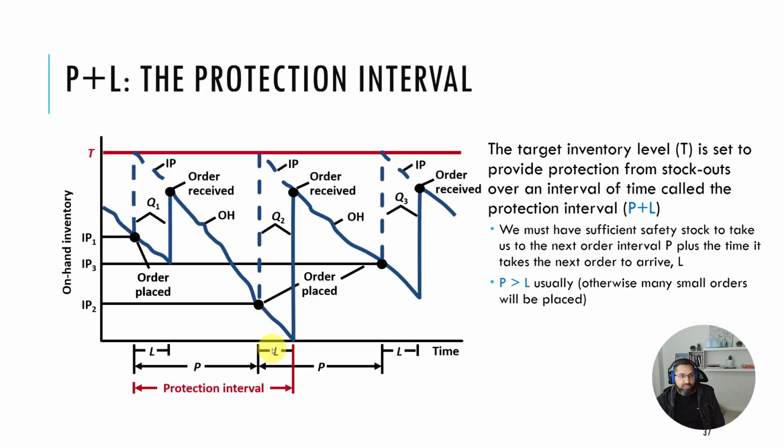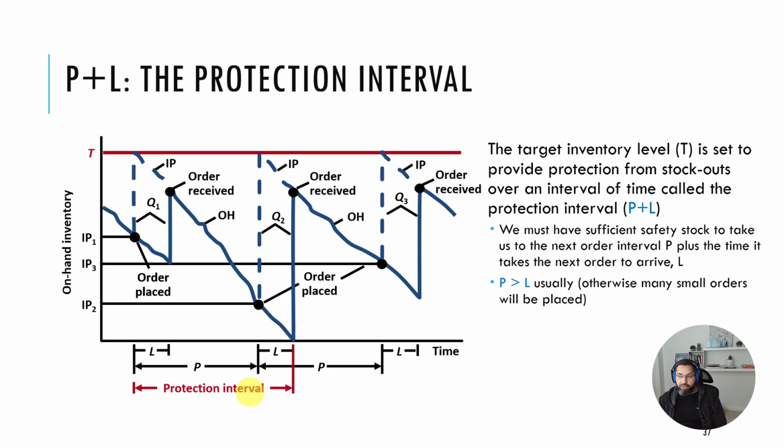But in this system, we need to have safety stock for P plus L days. That's our protection interval. So our safety stock is going to be Z times sigma of D over P plus L, the standard deviation of demand during the protection interval, times Z. So it's very similar logic to a QR system, except that instead of trying to protect yourself over L days, you now have to protect yourself for P plus L days.